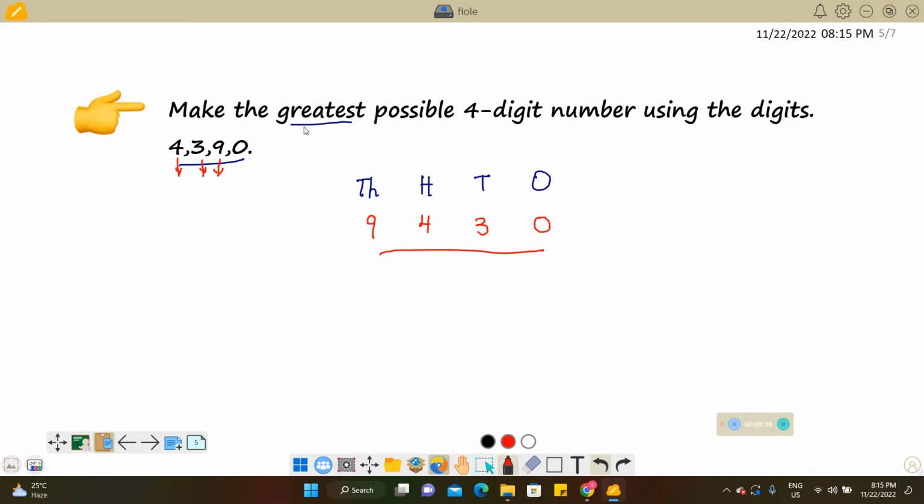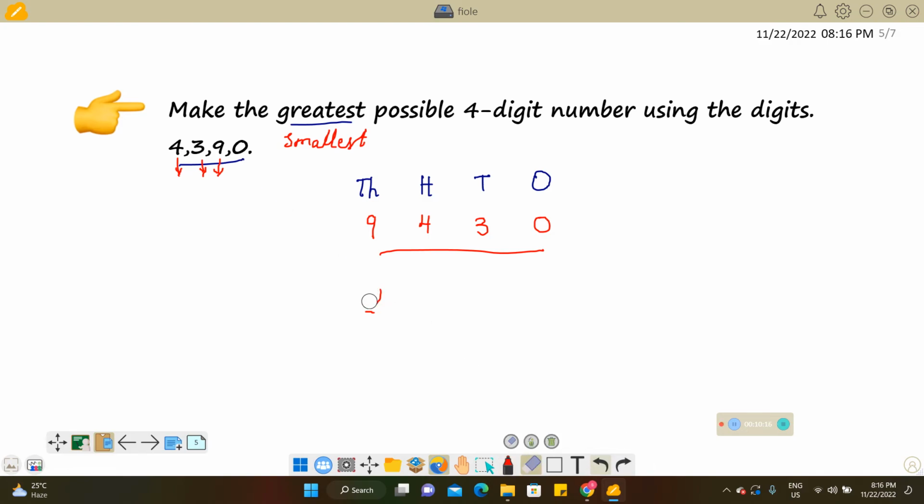9430. For example, if I ask you to make the smallest possible number out of these digits, what should you do? To make the smallest number, we have to look for the smallest digits first. So what is the smaller digit here? 0. So what happens if we write a 0 over here? If we write a 0, will it make a 4-digit number? No, it will be a 3-digit number, because if we keep 0 before any number, it doesn't make any value.